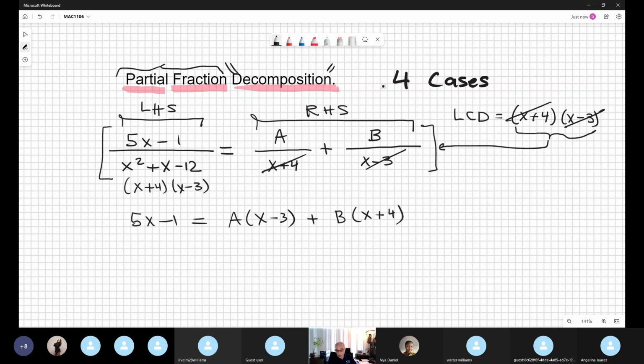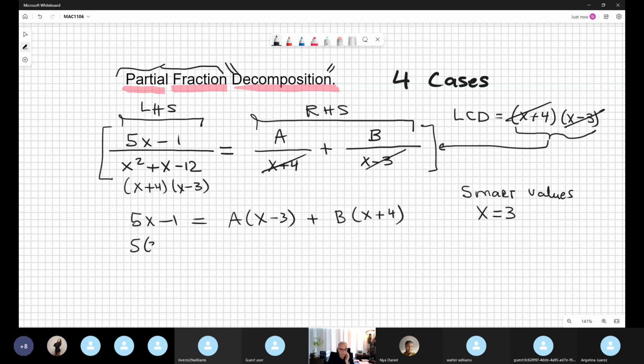I want to explain the shortcut. The shortcut says you plug in some smart value. What is the smart value? For example, x equals 3. Because when you plug in 3 here, look, 3 minus 3 is 0 and that part disappears. Let's do it. Use substitution, x equals 3, it gets smart.